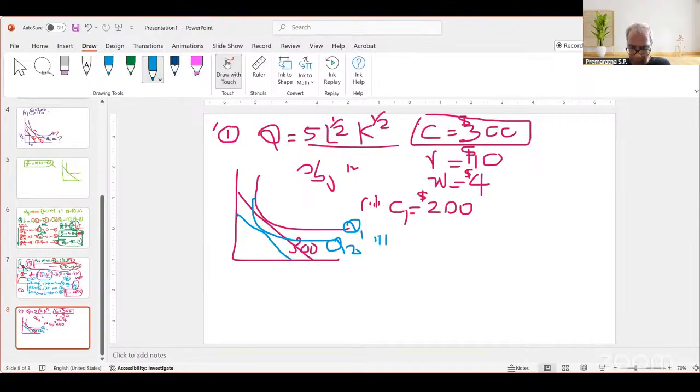Third part: the wage rate increases or decreases, whatever. Let's say in this case the wage rate increases by $1, so it becomes 5. You can find the same thing, and you have to draw the new situation also. That way I can ask the question.